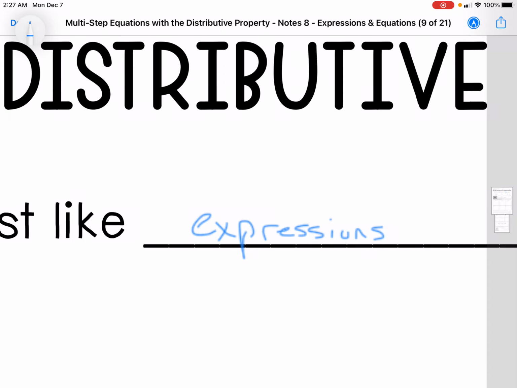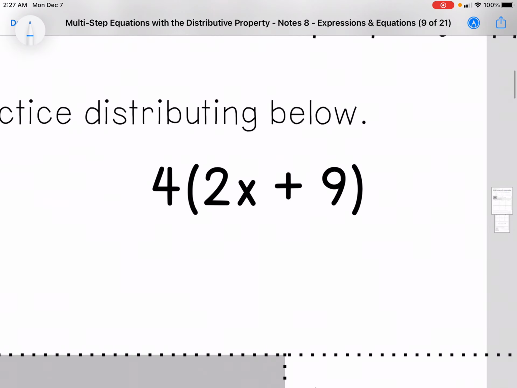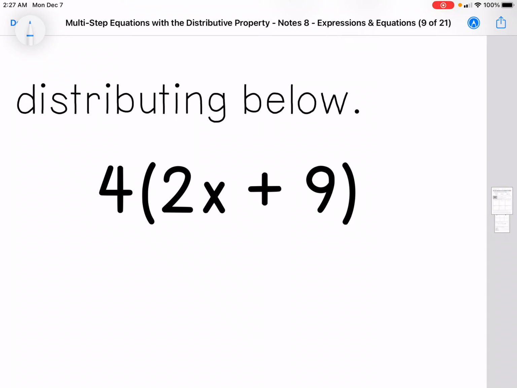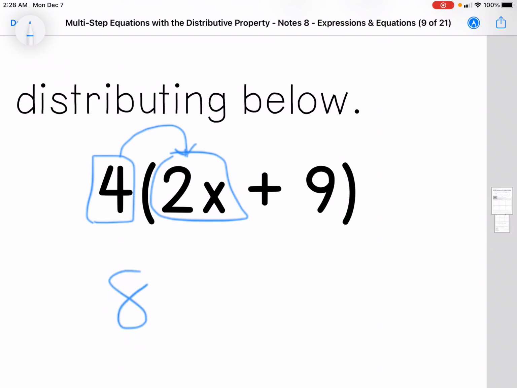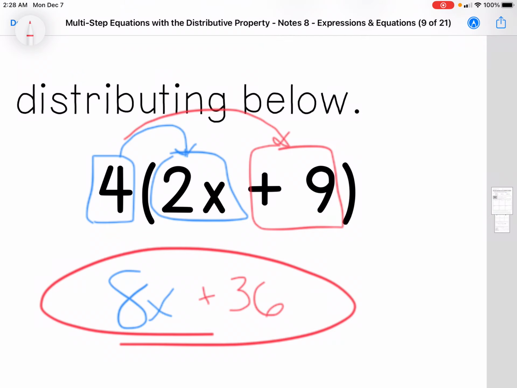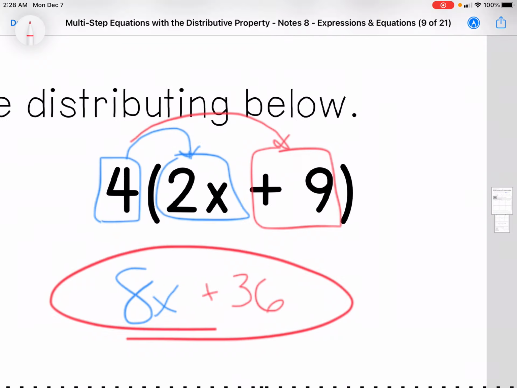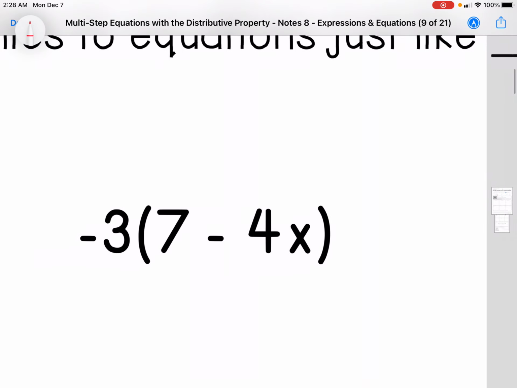Okay. All right. So let's think about how do we distribute. That means 4 times everything that's on the inside. So that's going to be 4 times 2x. What is that? 8x. Okay. Remember, we've already learned this, so you're having to think back a little bit. 4 times positive 9 is positive 36. That's all we could do, because remember, we couldn't combine unlike terms. Okay. All right. Let's try it again.